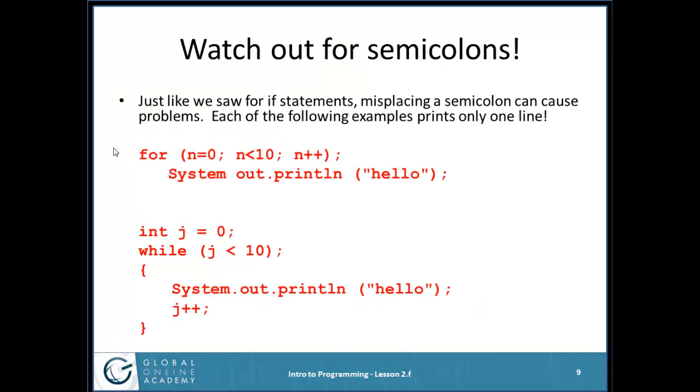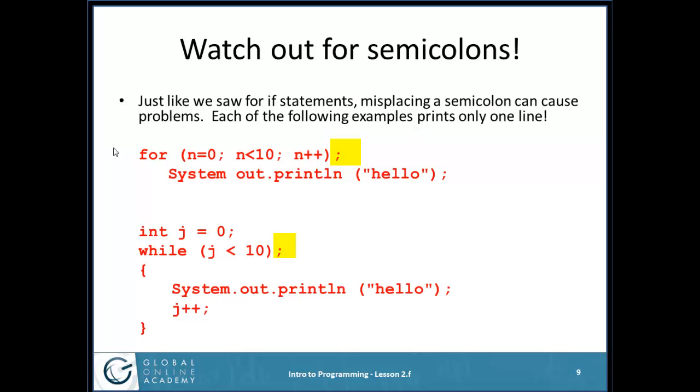Now here's the warning like we had with if statements. Don't put a semicolon at the end of the conditions for the for or the while, because if you do that, this first loop doesn't say print out hello 10 times. It says go through a loop of doing nothing 10 times, then print out hello once. Probably not what you had in mind. Watch out for a semicolon at the end of the for conditions.